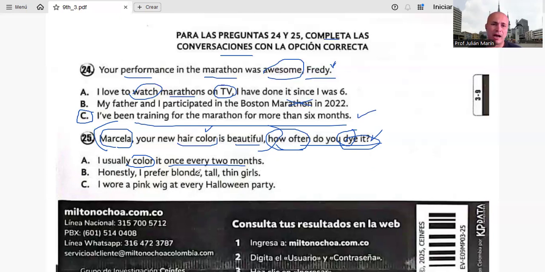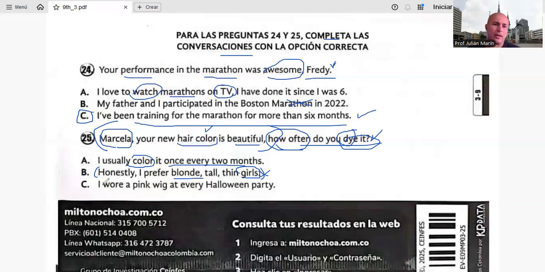B: Honestly, I prefer blonde, tall, thin girls. So this one is completely out of context. Nobody is talking about girls and likes and dislikes, like feeling attracted to girls or boys and their hair color, their height, tall, short, thin, chubby. Nobody is talking about that. So definitely you should cancel B. It's completely out of context.